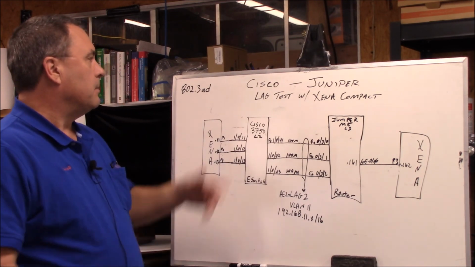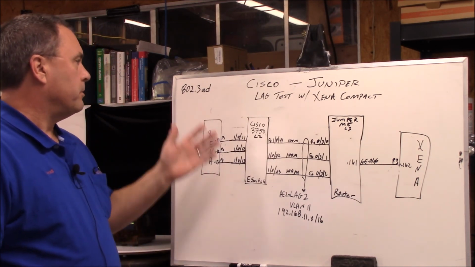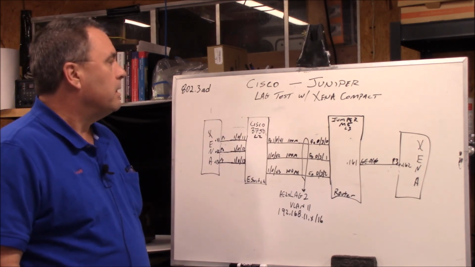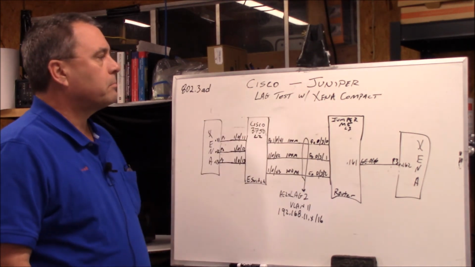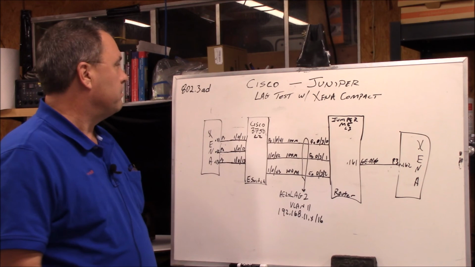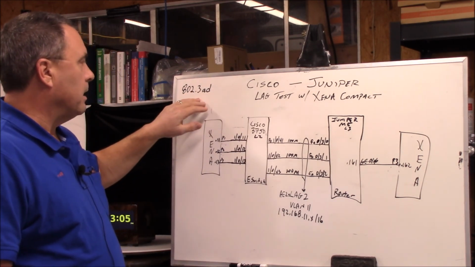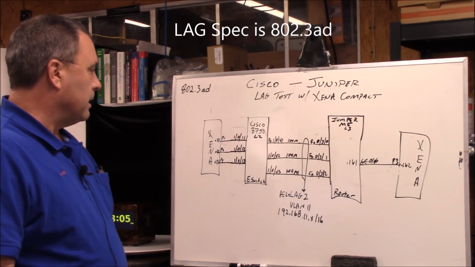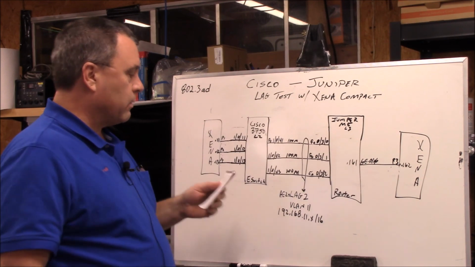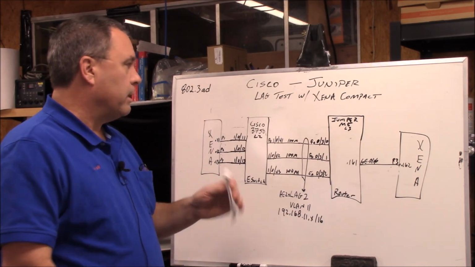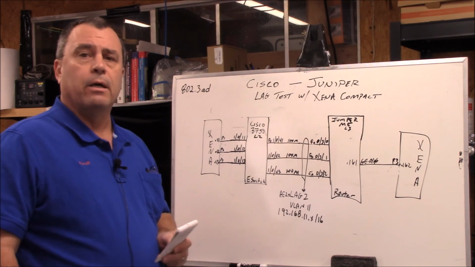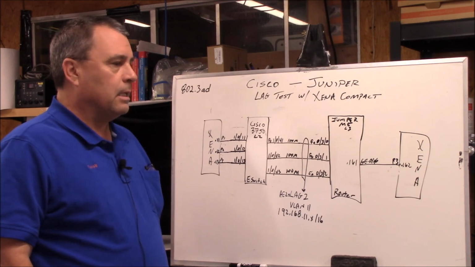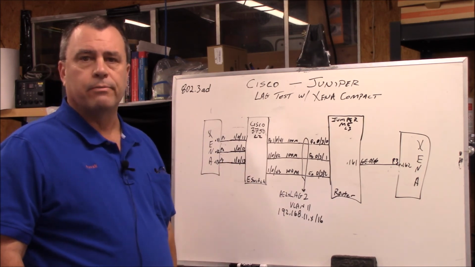Well, today we're going to cover Cisco to Juniper LAG testing. We set the LAG up in a previous video, and we're going to be using the Xena Compact Gigabit test set to do the testing with. Here's the specification on it, 802.3ad. And I wrote what our goals are for today, so I didn't miss them. I'm going to try to do this video in 30 minutes so we can get through this testing without a lot of repeating of what I did in previous videos.